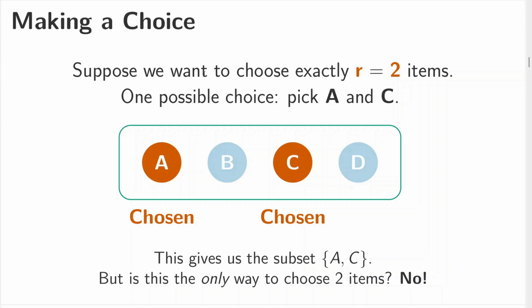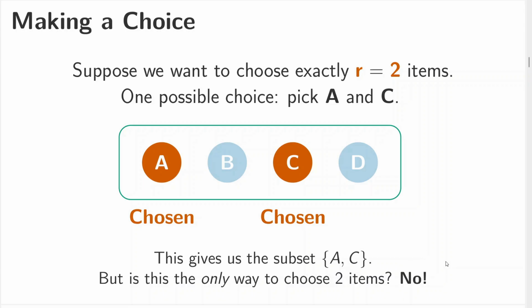Now, let us try making a choice. Suppose we want to choose exactly 2 items from our set, so R equals 2. Look at our 4 items. One possible choice would be to pick item A and item C. When we pull those out, we get a smaller group called a subset containing just A and C. But pause for a moment and ask yourself, is this the only way we could possibly choose 2 items from our group of 4? The answer, of course, is no.